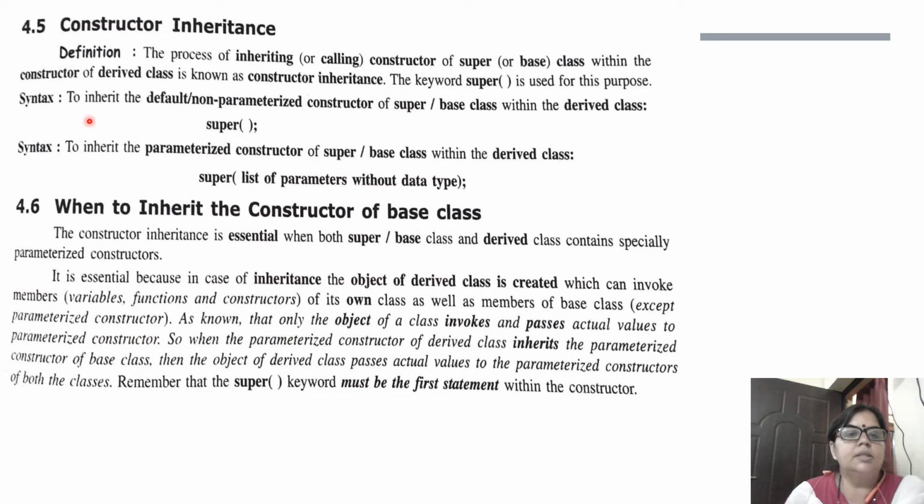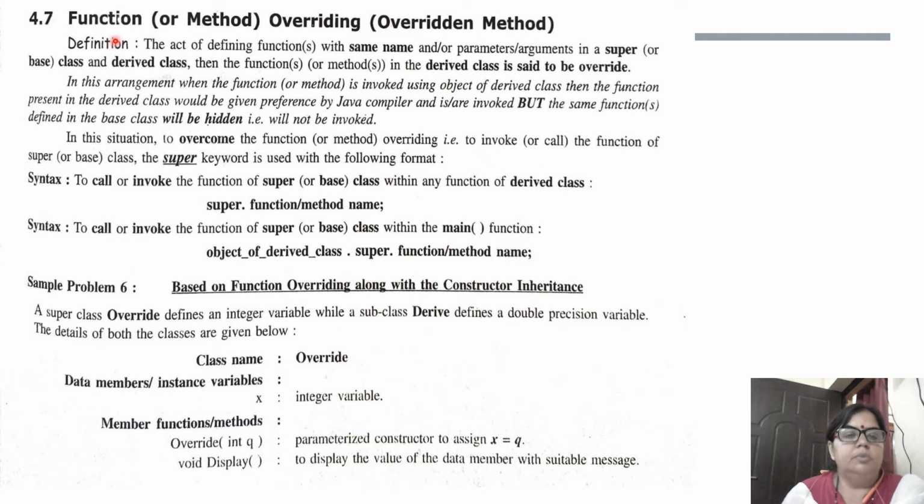The syntax is for the default or non-parameterized constructor of the super or base class with the derived class. See how we write: first super, and then the list of parameters without data type. See how we are going to do it. Now, function or method overriding is also an important topic, students. What is this? The act of defining functions with the same name and same parameters in a super or base class and in the derived class is known as overriding.